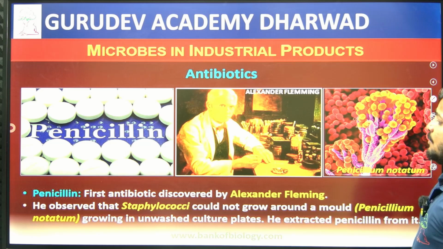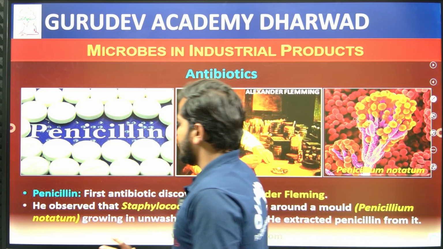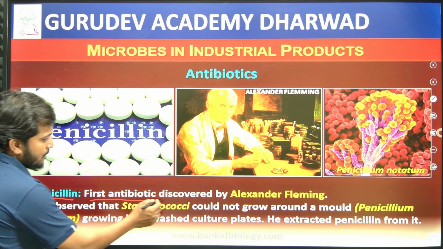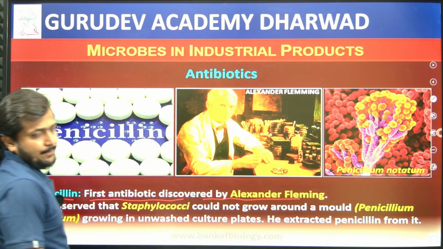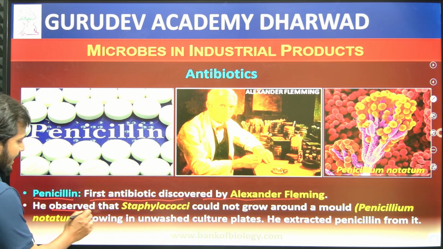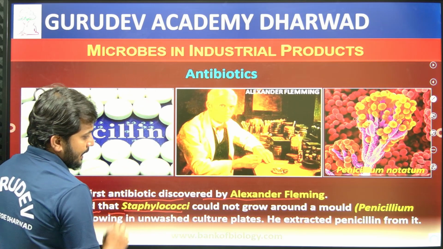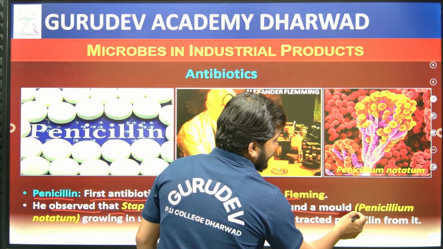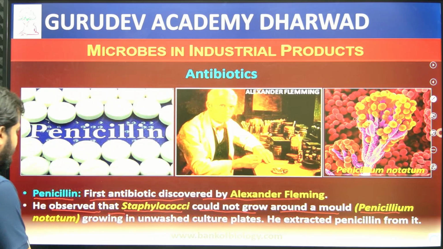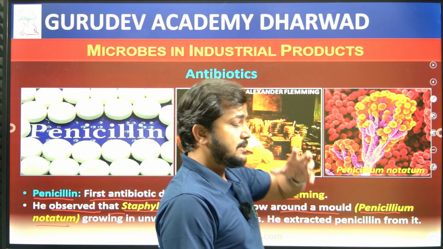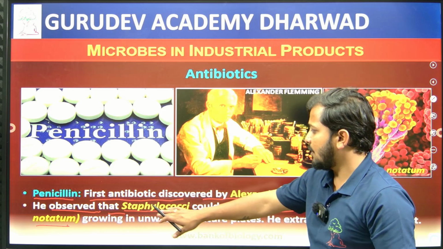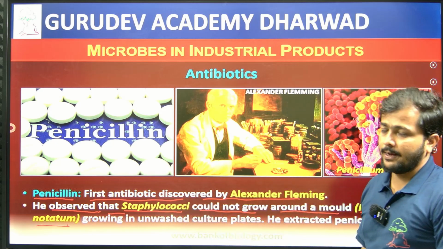Then again, if you consider antibiotics, penicillin is the first antibiotic known, right? The first antibiotic was discovered by Alexander Fleming. He observed that the bacterium Staphylococcus could not grow around a mold. Which mold? Penicillium notatum, right? Mold means fungi, right? When the fungus Penicillium notatum started growing, there was no growth of staphylococci in the surroundings.